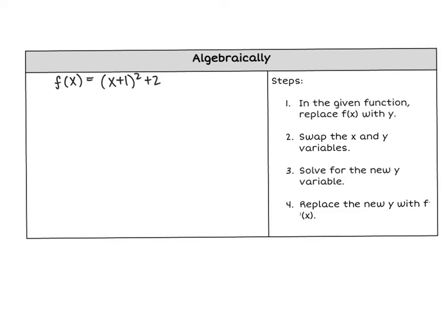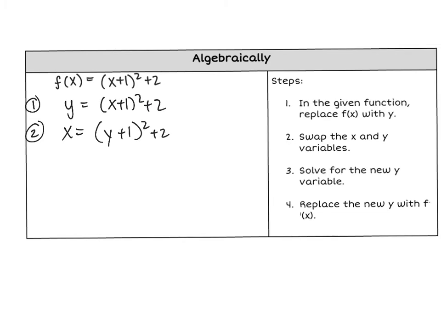So the steps are given to the right, and the first thing you have to do is just to replace that f of x value with a y. So the first step, just write the original equation in this manner. So I replaced f of x with y. Then the second step says to swap the x and the y variables. So instead of y equals, I write x equals. And instead of x, I replace x with y. So y plus 1 squared plus 2.